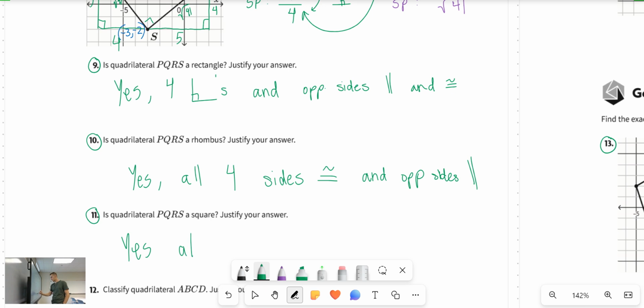Is quadrilateral PQRS a square? Yes. All sides congruent and all right angles, right?